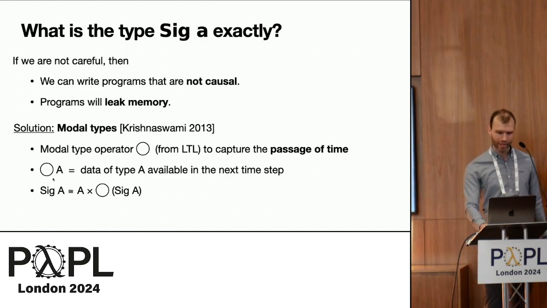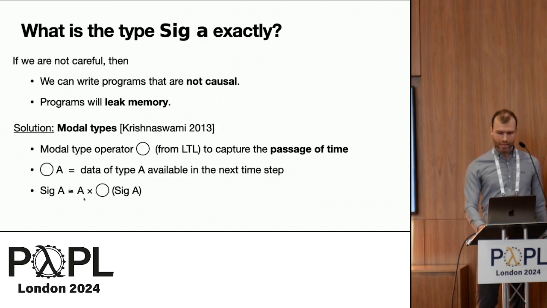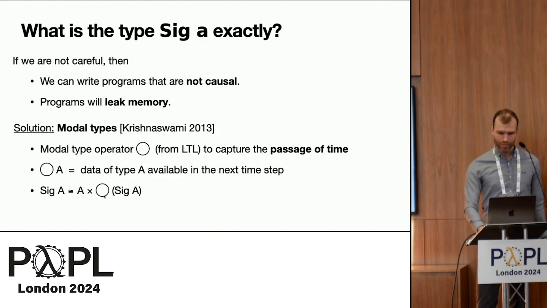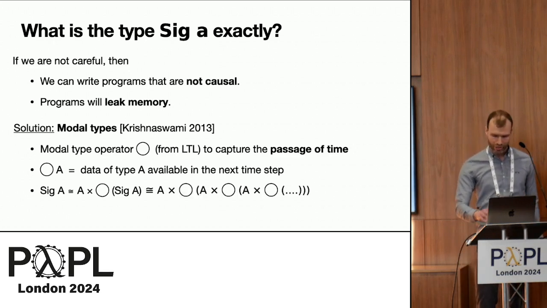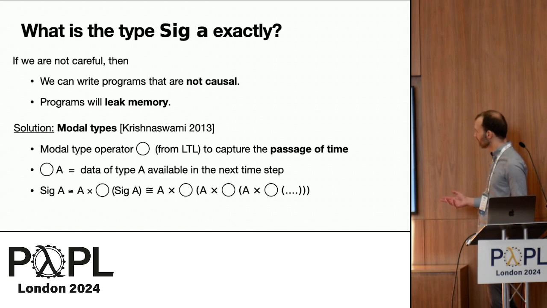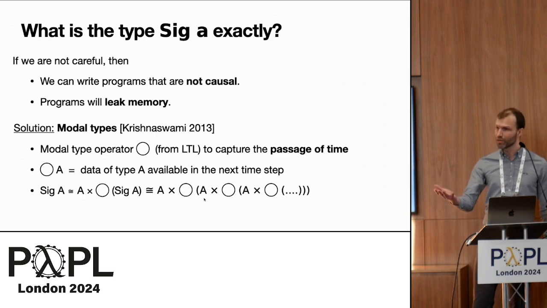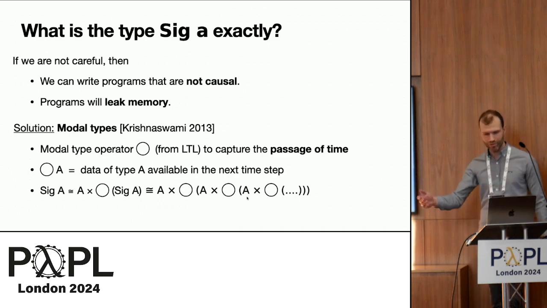And now we can define our type of signals like this. It's a recursive type that says a signal of type A consists of a current value of type A, and then in the next time step we get the future state of the signal. If you unfold this recursive definition, you really see how time goes on. We start out with a value of type A now, and then in the next time step we get a new value of type A, and in the next time step we get the next new value of the signal of type A, and so on and so on.